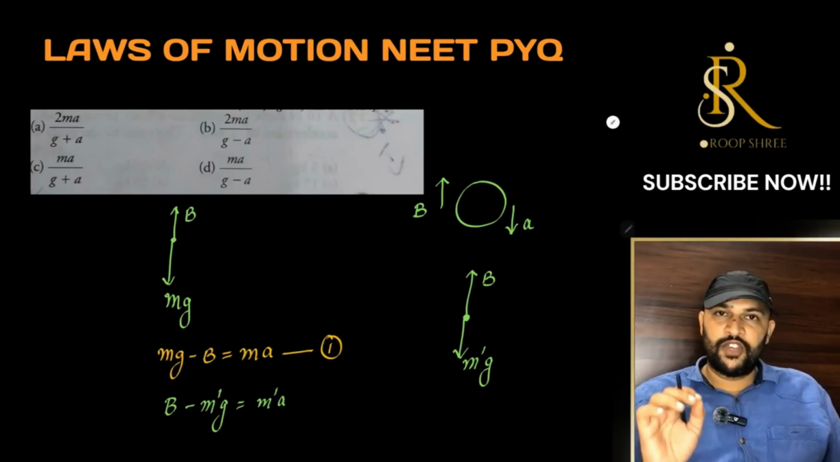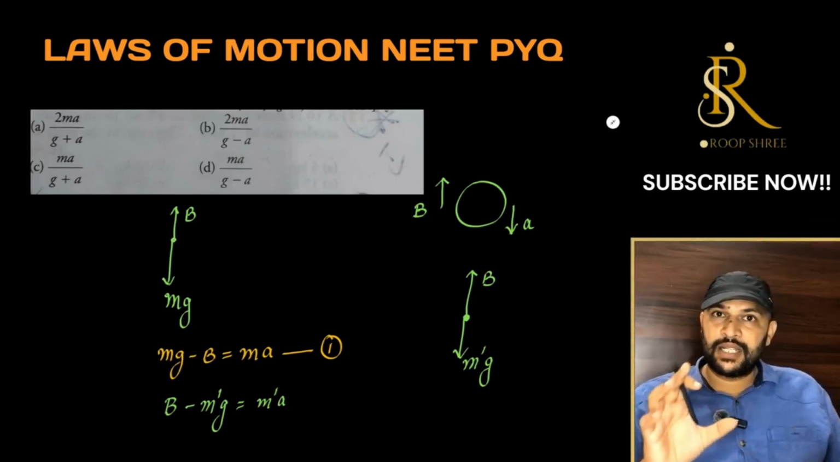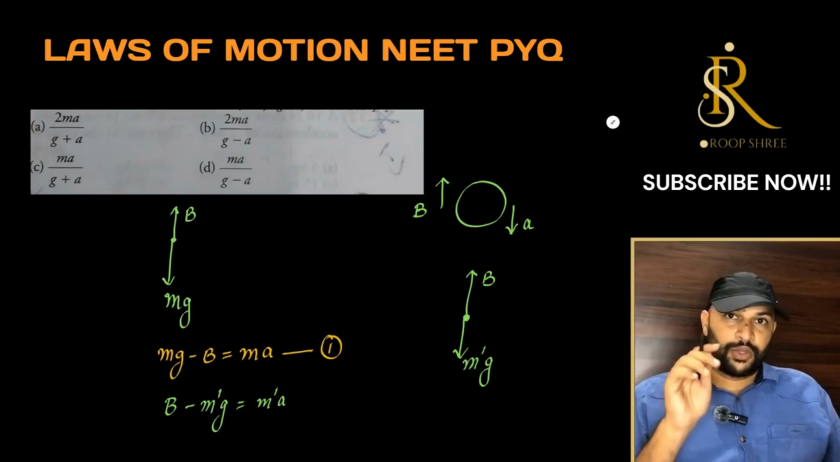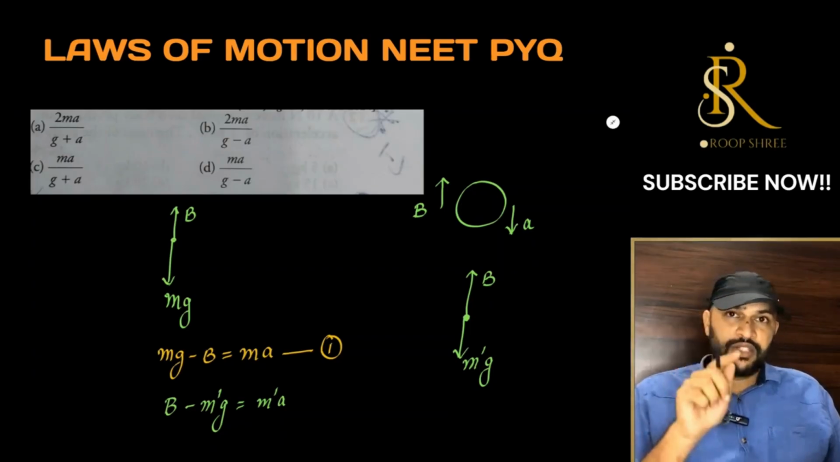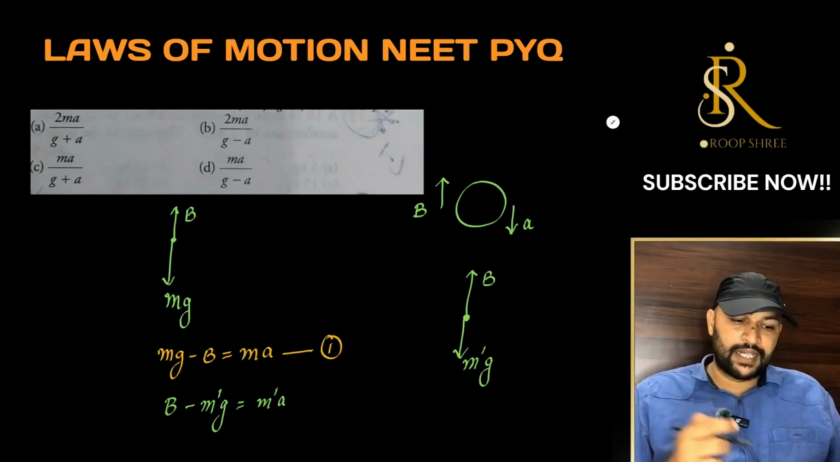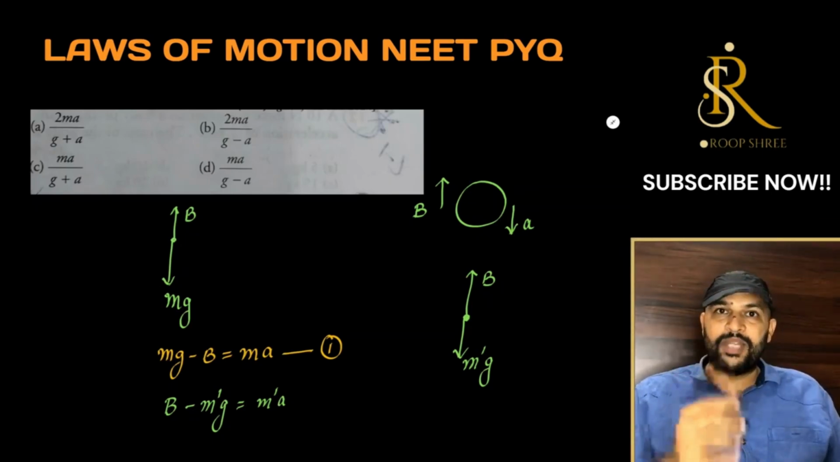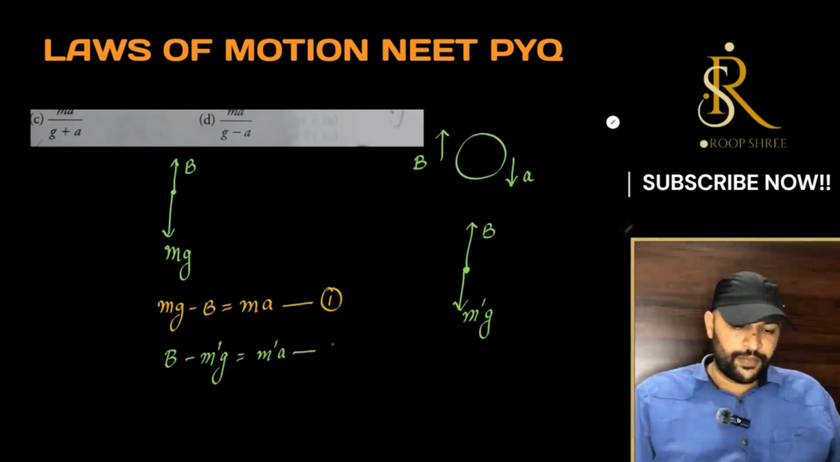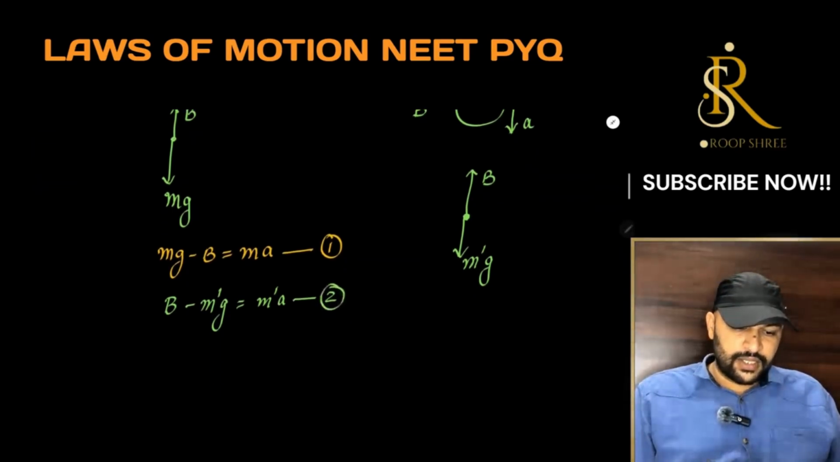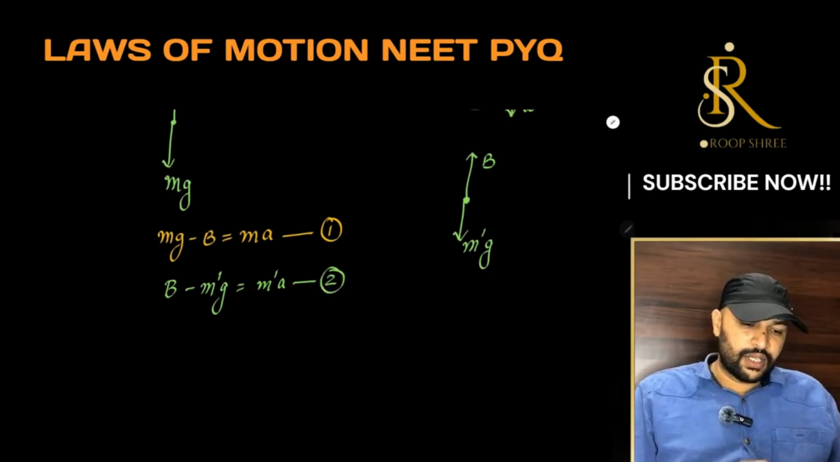Now let me be very clear: m dash is the final mass of the balloon, but the question is asking how much mass is to be removed. So you calculate m dash and subtract it from m. That is the extra mass which you have to remove, meaning m minus m dash. This will be the answer. So let's first calculate m dash and solve this equation.